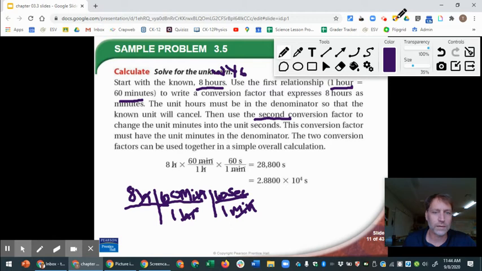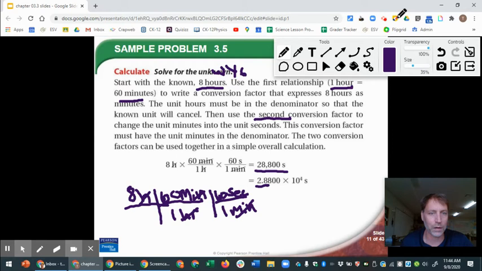Okay, so 8 times 60 is going to give me 28,800 seconds, or put it in scientific notation, 2.8800 times 10 to the fourth. So this makes sense. Does it make sense that 8 hours would have a lot of seconds in it?